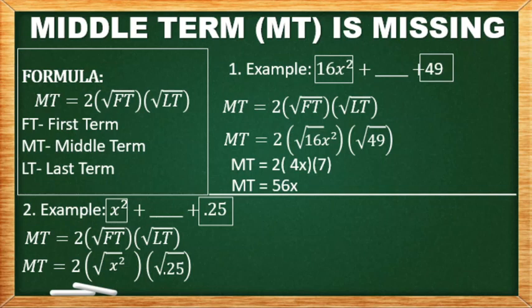Now, what is the square root of x squared? Yes, x. And what is the square root of 0.25 or 25 hundredths? Yes, it's 0.5 or 5 tenths. So therefore, Mt is equal to 2 times x times 0.5. 2 times x is 2x, times 0.5 is 1x or x. So therefore, our middle term is x.